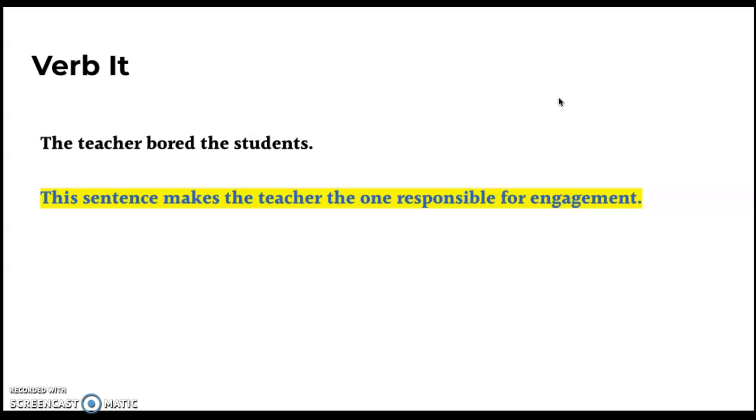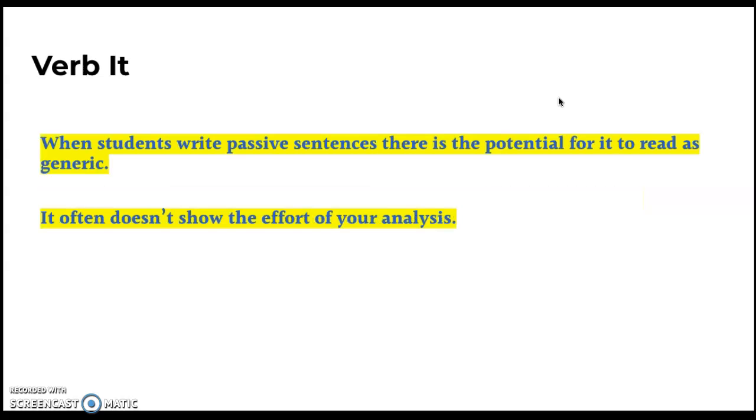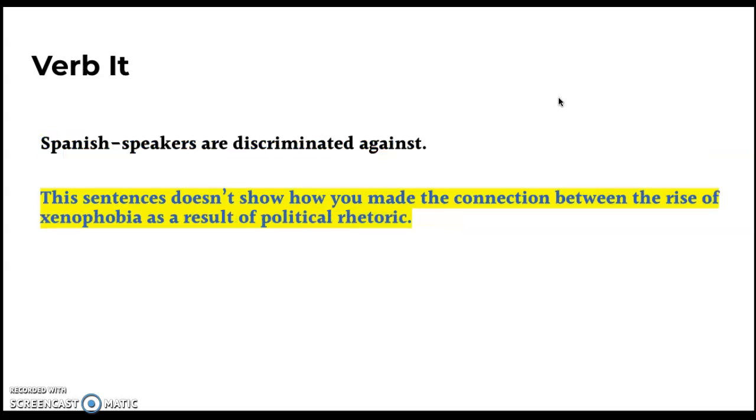Anyway, off of that. So when students write in passive sentences, there is the potential for it to read as generic. It often doesn't show the effort of your analysis. Okay. Spanish speakers are discriminated against, right? So this sentence really doesn't show how a student is making the connection between the rise of xenophobia as a result of political rhetoric, right? And that is what is in the student's head when they write this sentence, right? But it's not conveying that yet.